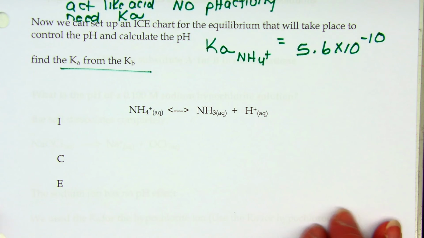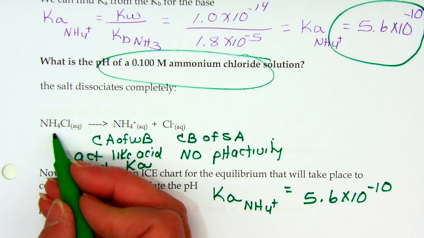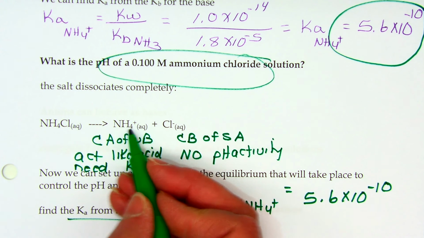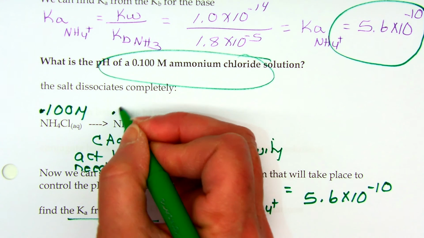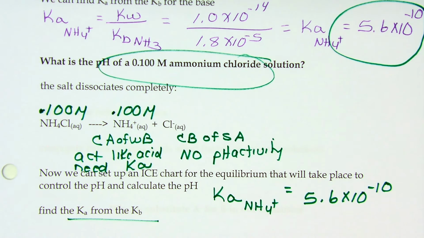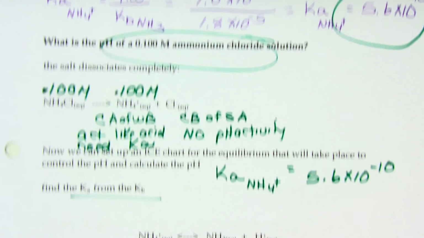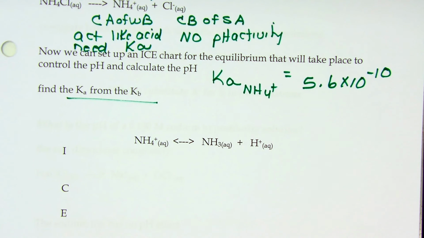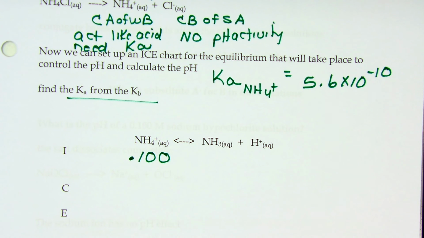Well, I know that we had 0.1 molar ammonium chloride. There is one ammonium ion in one ammonium chloride. So if this is 0.1 molar of the compound, I have 0.1 molar of the ion. Will it sometimes be different? Yes. If you had something where there were two of that ion, then it would be double the concentration. So now we set up our ice chart. 0.1 molar. This is now the same as every other problem we've done for the last 3 weeks.